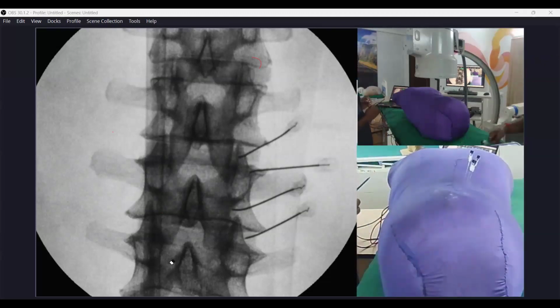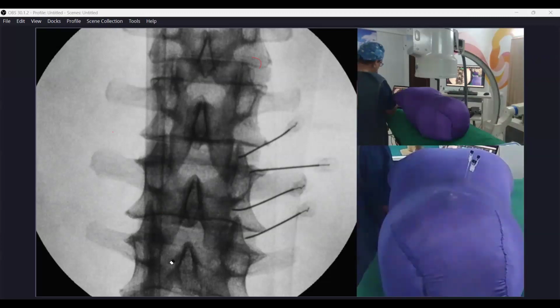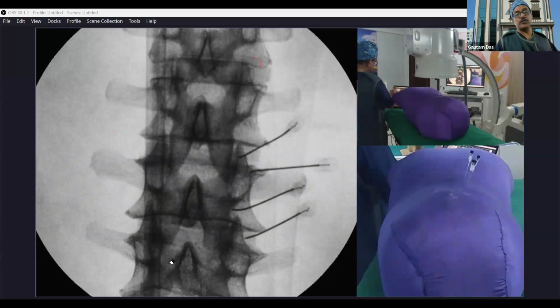So once again, can you explain which one is facet and which one is transforaminal? This is the intra-articular facet. The needle is there. This is your medial branch, because the medial branch lies like this. This is the foramen, whole is foramen. This is the Kambin's triangle approach.